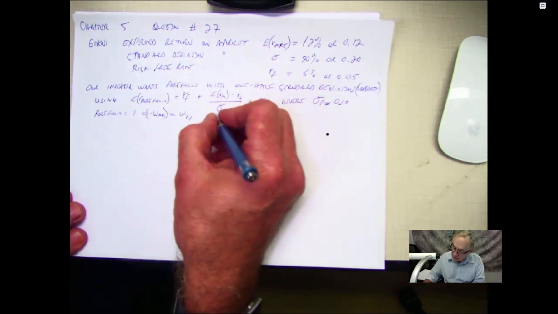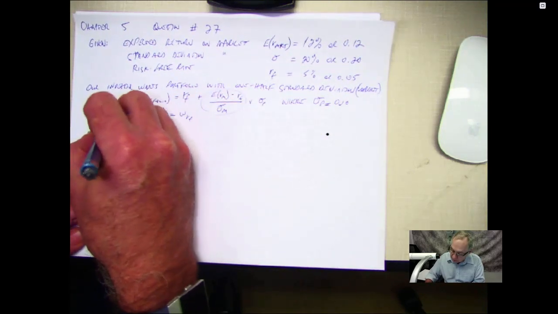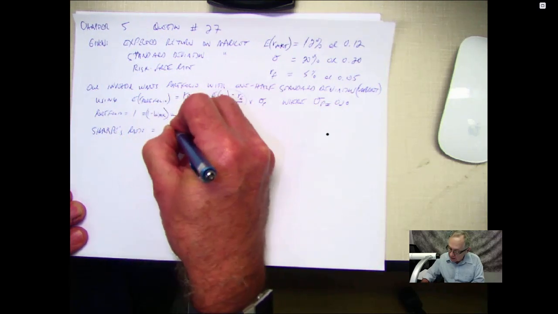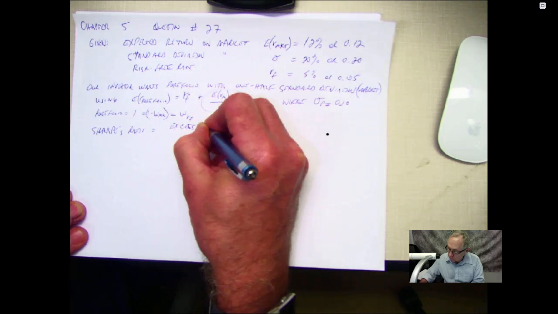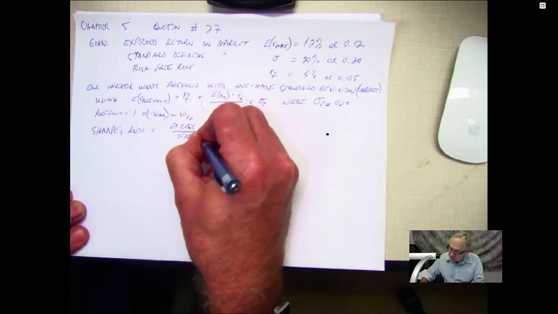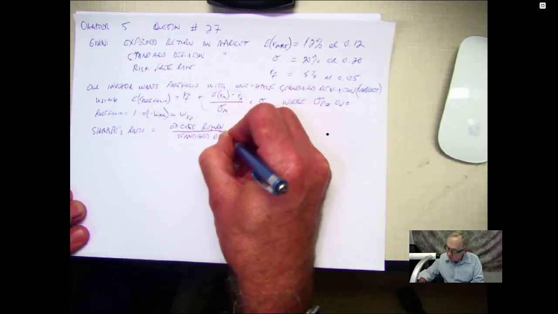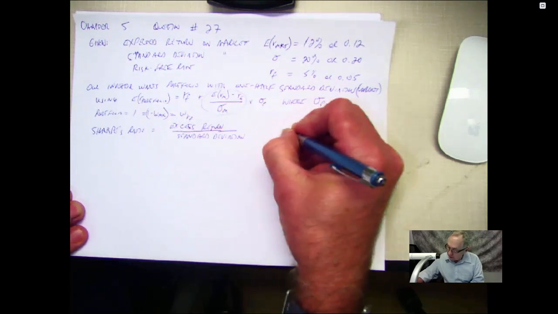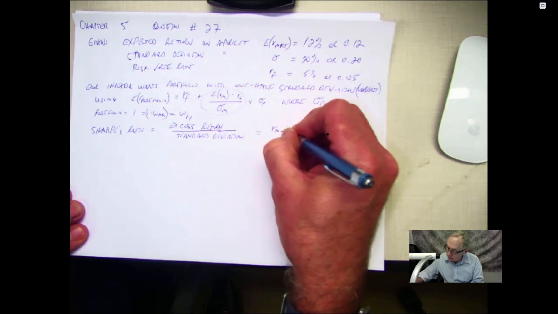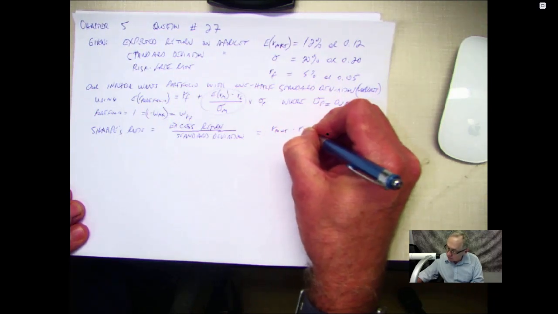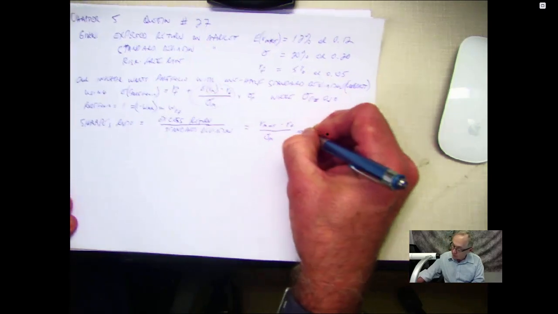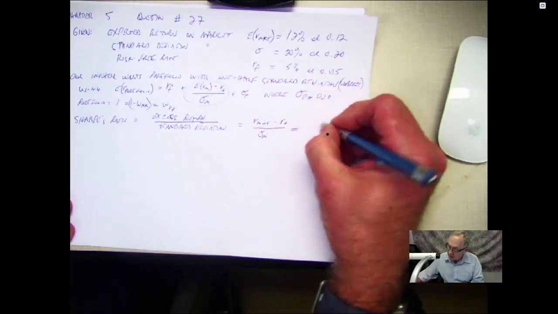Okay, now this, if we recall our Sharpe's ratio, is excess return divided by the standard deviation. And excess return is the rate on the market minus the rate on treasury bills divided by standard deviation of the market. So we can plug into this and at least solve this piece now.